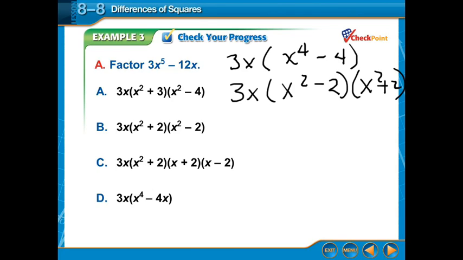Now, I can't do anything with that. That's as far as I'm going to be able to factor it. The reason being, 2 is not a perfect square. So, always ask yourself, is it factorable one more time, and do you have the difference of two perfect squares? So your answer here is going to be B.